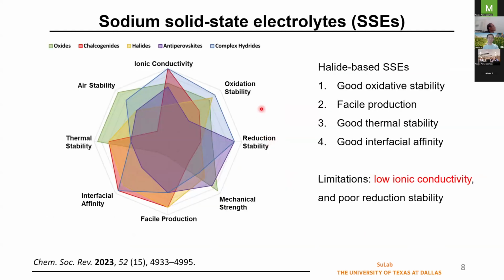To develop solid state batteries, we have to develop a solid electrolyte, which is the key. Compared to other electrolytes like oxides and sulfides, halides have good oxidative stability, facile processability, good thermal stability and good interfacial affinity. The limitation of halides is their low ionic conductivity and poor reductive stability. In this work, we are trying to solve the low ionic conductivity issue for halides.